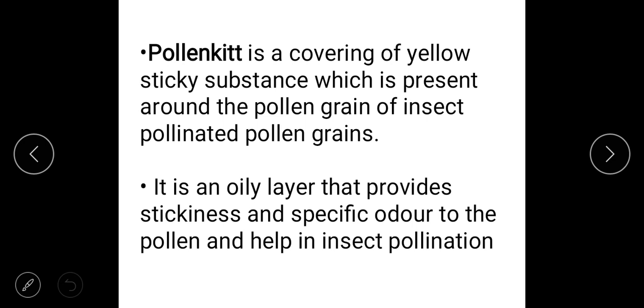Now these pollen grains are transferred from one flower to another, which is known as pollination. Insects also play a very important role in the transfer of pollen grains from one flower to another. A term generally asked sometimes is pollenkitt. There's a bit of confusion in the term. What is it? Pollenkitt is a covering of yellow sticky substance present on the surface of the pollen grains. It normally makes the pollen grains sticky on the body of insects, which helps in pollination.